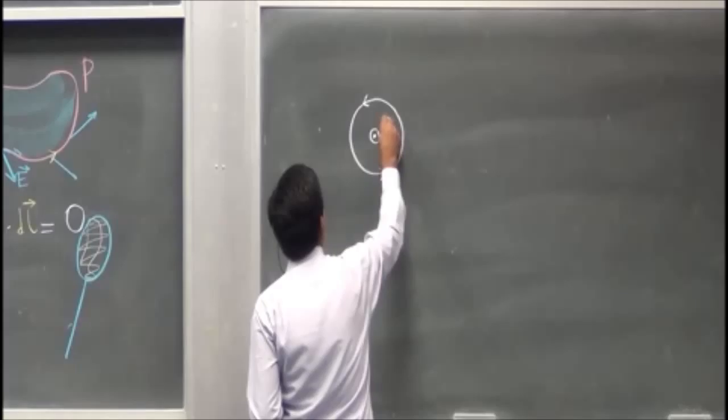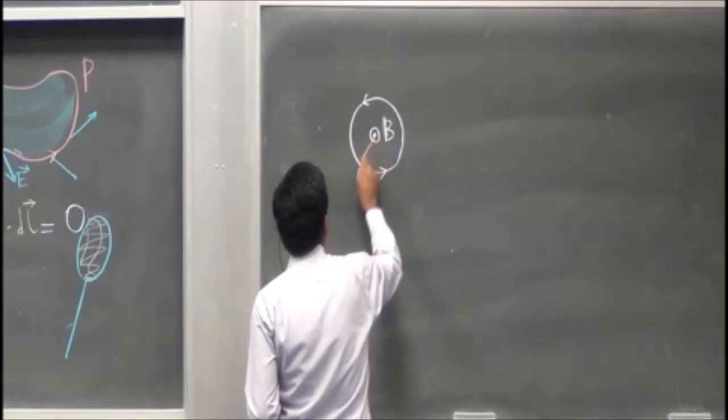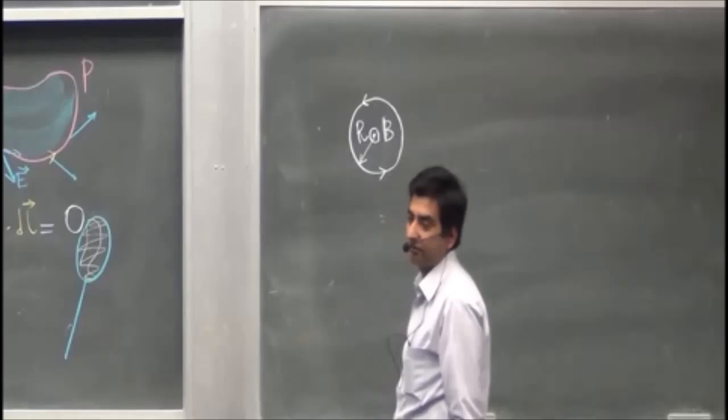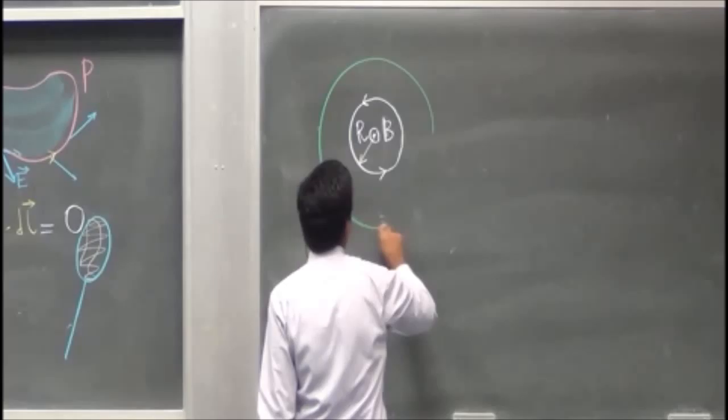Suppose I have a solenoid. You look at the solenoid from the top. Current is coming out of, the field is coming out of the solenoid, B. This radius is capital R. This is the radius of the solenoid. There's no magnetic field outside.